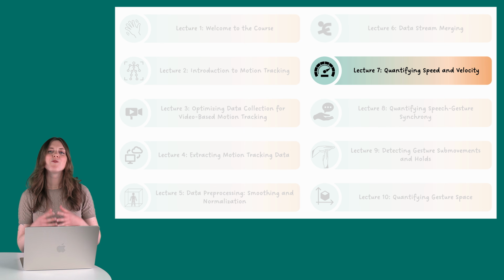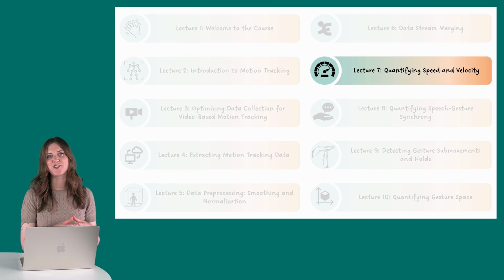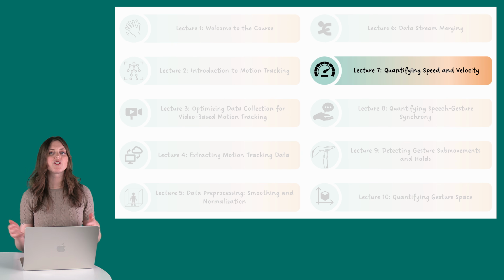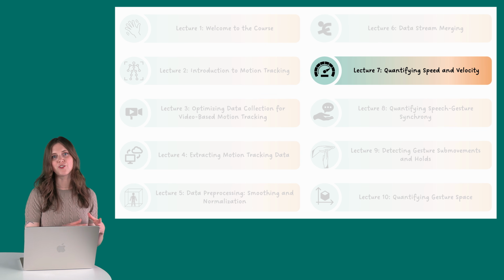In this lecture, we learned some key definitions and measures for the study of kinematics. We learned how we can derive speed and velocity from position data to quantify not only where a speaker's hand is at a given moment in time, but also how fast it's moving and how that position changes over time. Measures like velocity, acceleration, and jerk reveal the temporal dynamics of how gestures are produced.